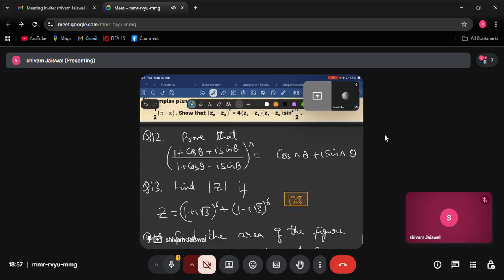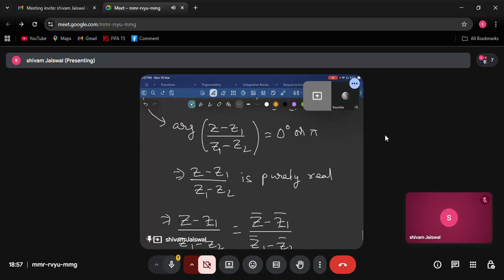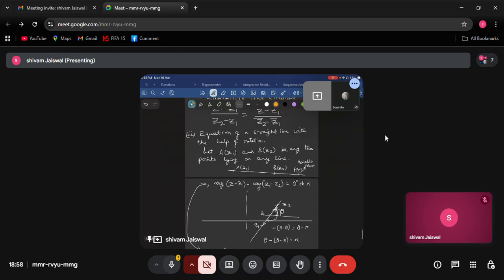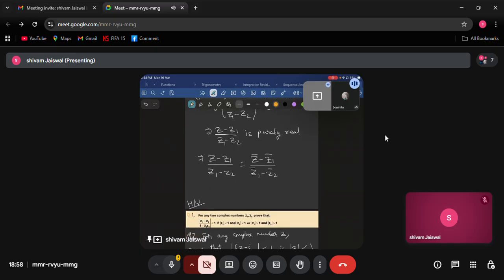Okay. So what was the last thing we did? Let's see. This was equation of a straight line we were doing, right? This was the last thing we had done. Equation of a straight line and everything. So everyone be prepared for complex numbers also. Complex numbers test will be by the end of this month. So keep practicing.